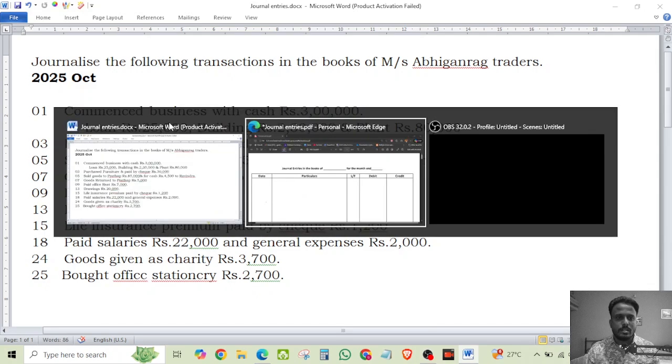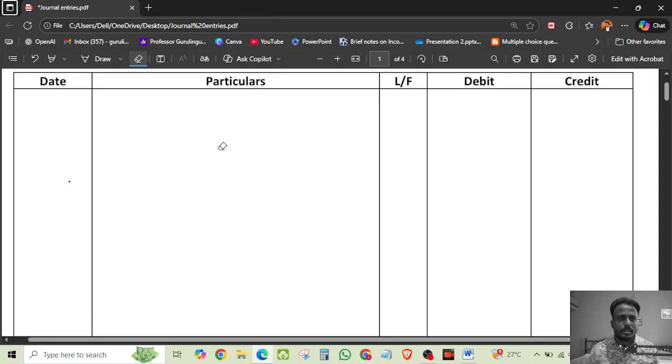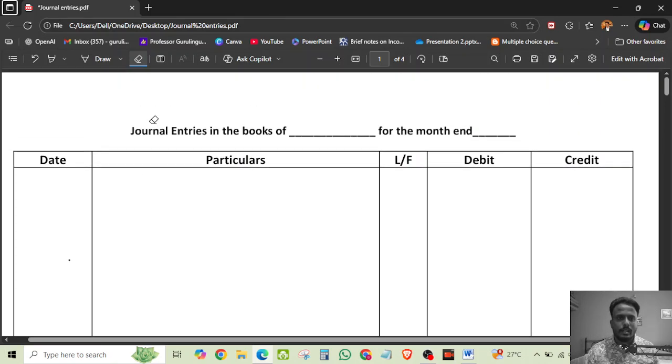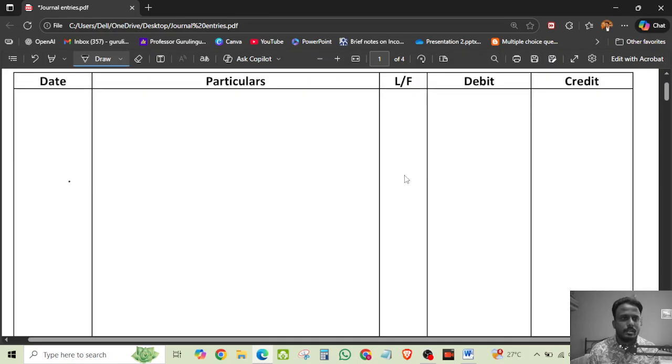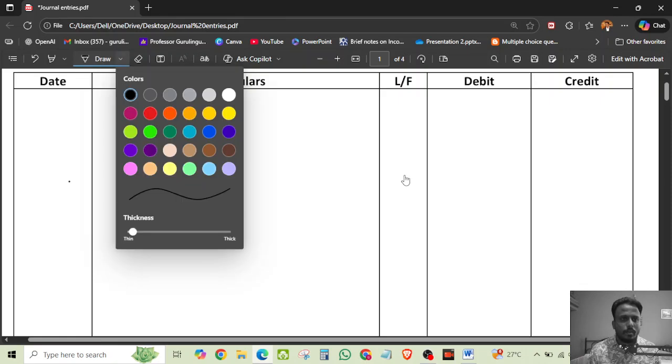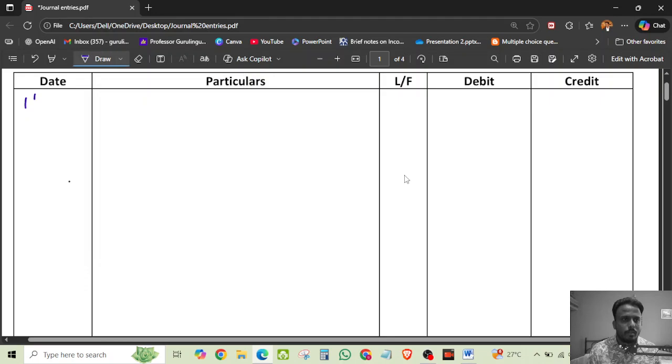Let us pass the first journal entry as of now. First we'll write the name, that is the name of the person, Abhigan Rag. Here the journal entry is ended, that is 31st October 2025. You can even write the month number, that is 10. The first date is 1st of October 2025.